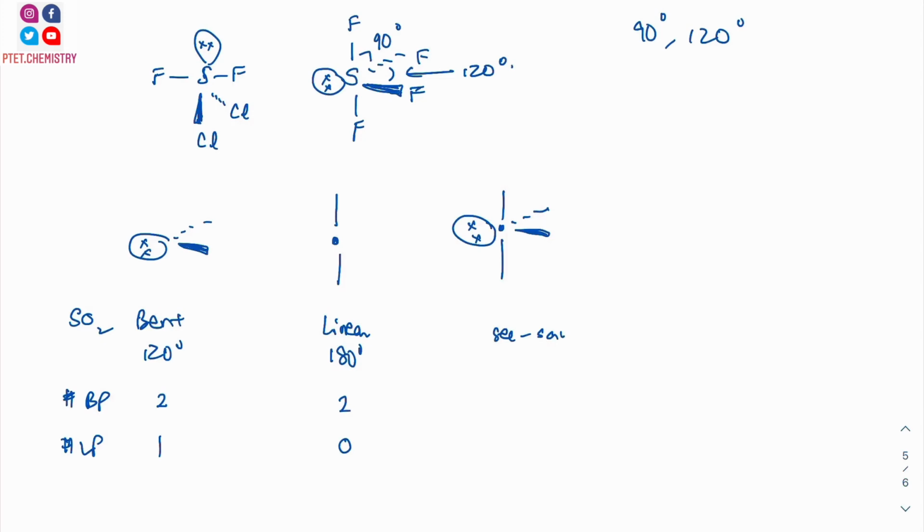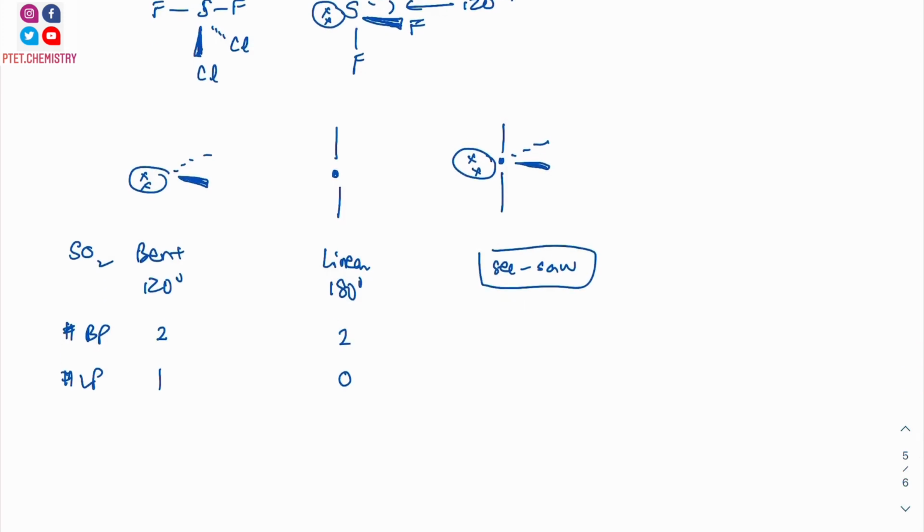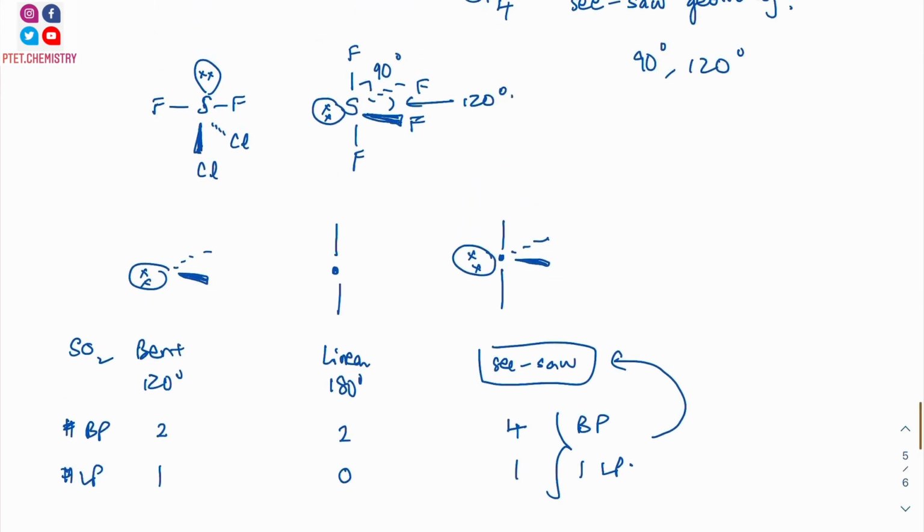So I'm moving on to a slightly more advanced style, which you might or might not cover in A-level, so you can skip it totally if you want to. But guess what? 4 bond pair, 1 lone pair. That is your seesaw geometry.